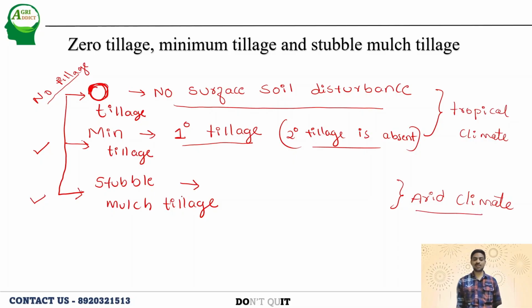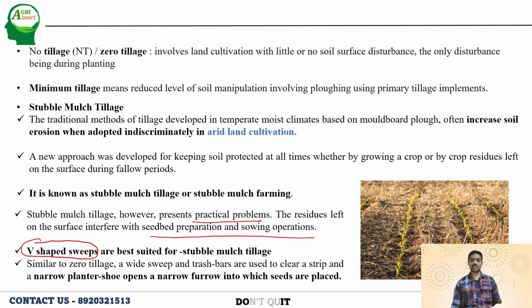As I said, in stubble mulch, stubbles of the previous crops act like a mulch, and in between them, the tillage is practiced. This is seen in arid climate regions because in arid climates, rainfall is very less. So, in order to conserve the moisture, this practice has been started. This is how stubble mulch farming looks. Stubble mulch tillage and stubble mulch farming are one and the same.